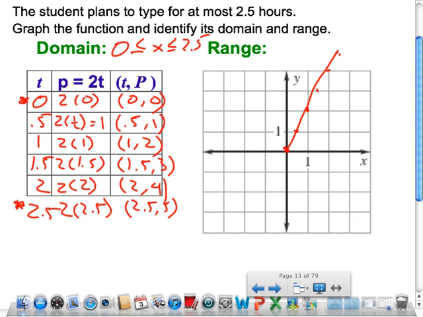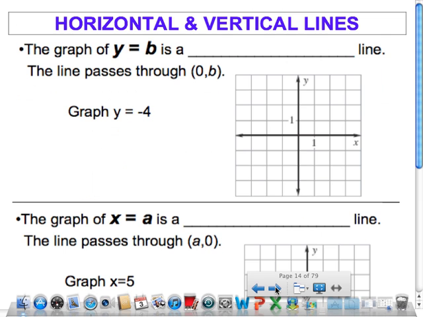Obviously, I missed this top dot here, but that's okay. And it would stop at both endpoints. It would not keep going because you're going at most 2.5 hours. So now the range is the set of all y values. Notice this is your lowest y value, which is 0, and this is your highest y value, which is 5. So your range is from 0 to 5 for that function.